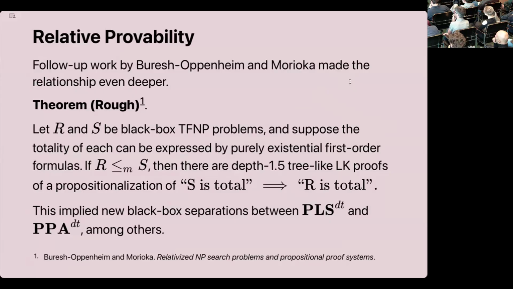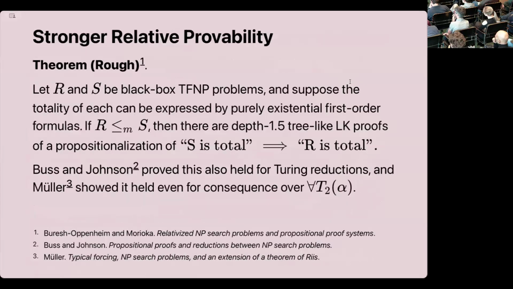Now this theorem was improved again by people in this room and probably online. In particular, Buss and Johnson back in 2012 improved this theorem to show that it even held if you have Turing reductions. And Moritz-Müller showed a bounded arithmetic type strengthening of this result, which showed that even if you have consequence over a particular theory, for all T2 alpha, which is much stronger than just saying Turing reductions, then you can still prove this kind of propositional translation.